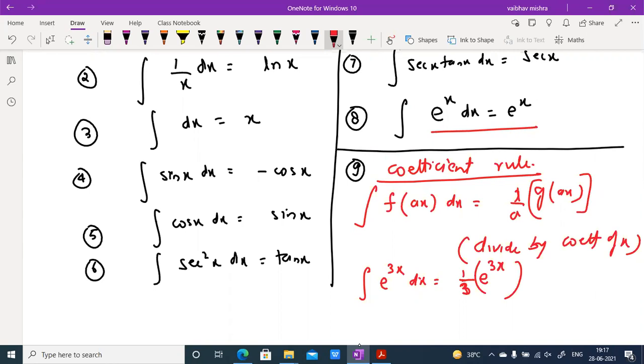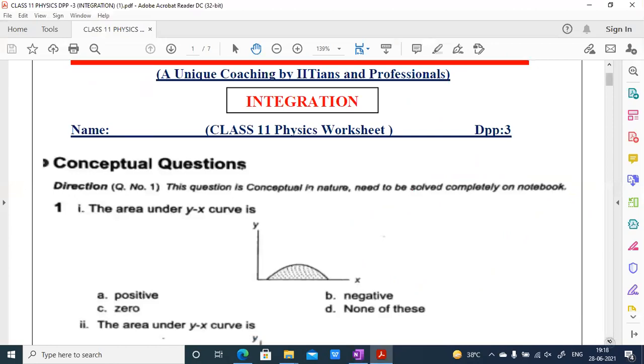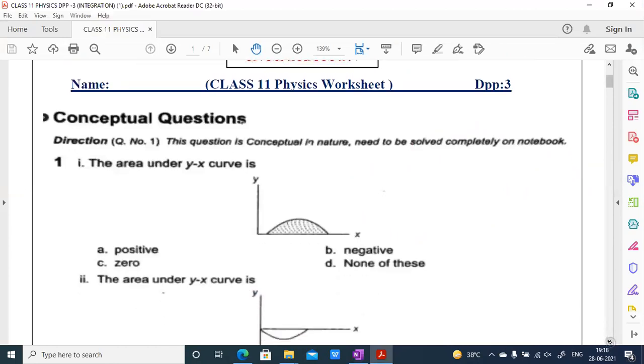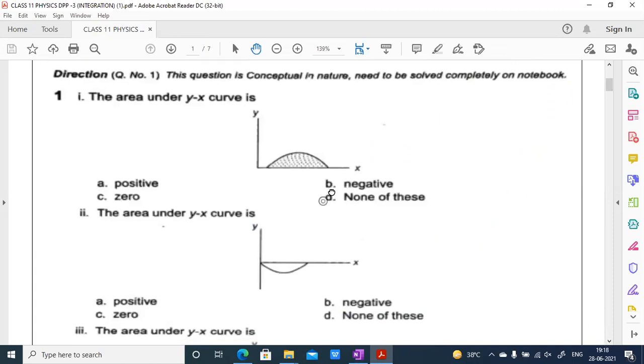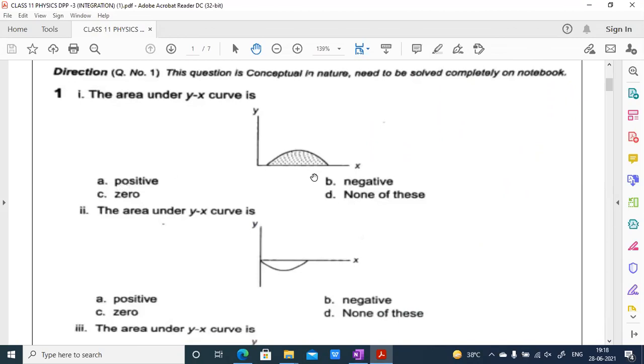When we calculate the area, the area above the x-axis is positive, and below the x-axis it is negative. So now let's get back to this DPP. The first question here is area under the y-x graph. In this graph, is it positive area or negative area? Positive, because it is above the x-axis, so it is positive area.